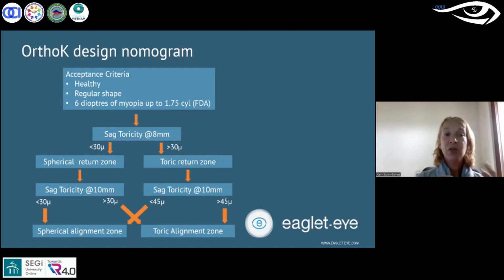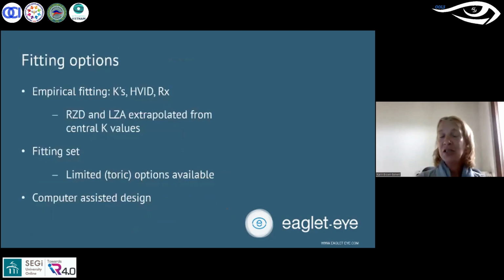So fitting options here, we've got the empirical fitting. So you're looking at Ks, HVID, and Rx. The return zones and the landing zones are extrapolated from the central K values. So say you've taken some topography Ks, it's kind of just measuring about 5, 6, maybe 7 millimeters. But of course, if we're thinking about the return zone and the landing zone, they're going to be right on the edge. So you're looking at the return zone probably at about 6, 7, 8 millimeters, but the landing zones are actually right on the edge of the lens. So 10, 10.5, 11, depending on the HVID.